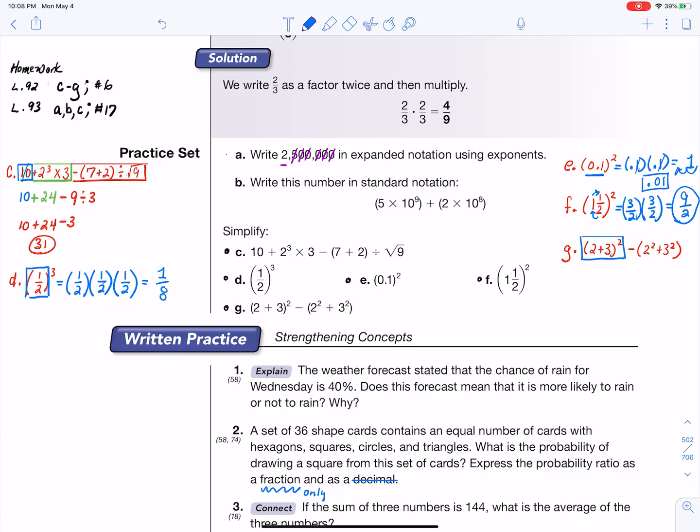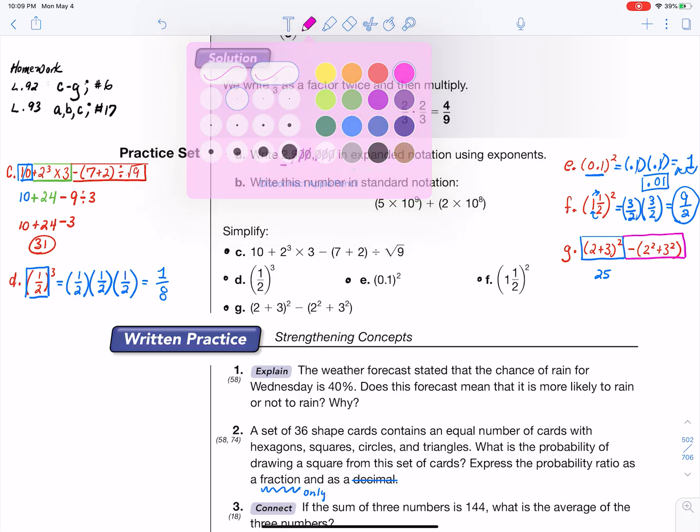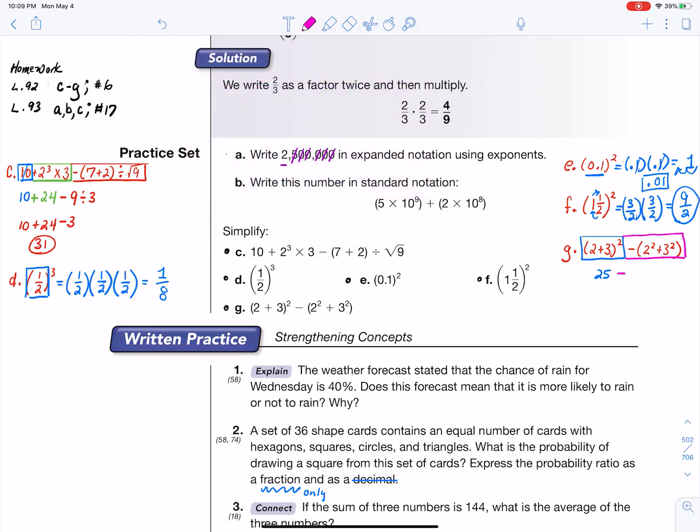G, do the boxing all the way until you hit either an addition or subtraction sign, but it can't be inside the parenthesis. So my blue box is going to have 2 plus 3 squared, so that would be 5 squared. And 5 squared is 25. My pink box is going to have subtraction, and then 2 squared is 4, plus 3 squared, which is 9. So together they make 13. 13 is being subtracted from the 25. That will give me 12.